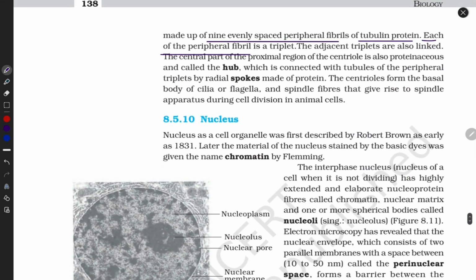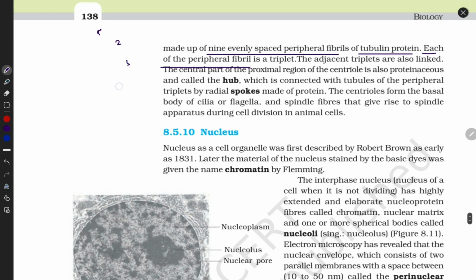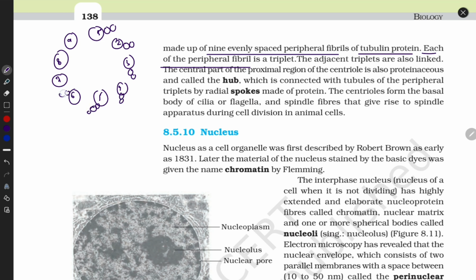Okay, 3 set. They are 9, of course they are 9. 1, 2, 3, 4, 5, 6, 7, 8, 9. They are 9 in number, but in triplet sets. Now clear guys?